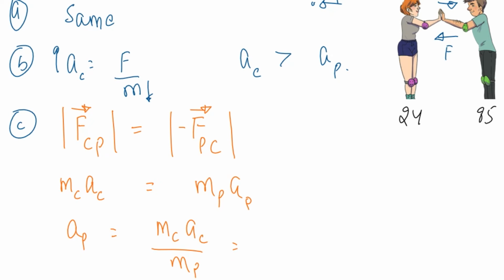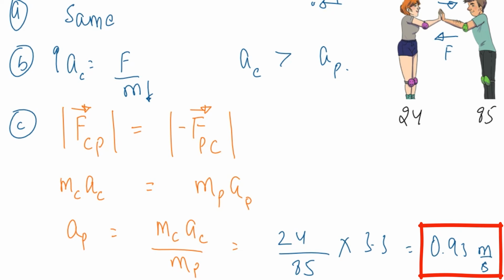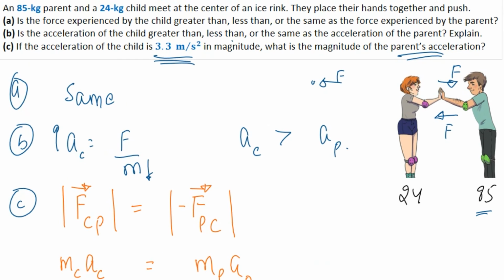Now we can put in the values. For m_c we have 24, m_p is 85, and a_c we are given to be 3.3, and on solving we get this value to be 0.93 meters per second squared. And clearly we can see that the acceleration of the parent will be less as compared to the acceleration of the child.